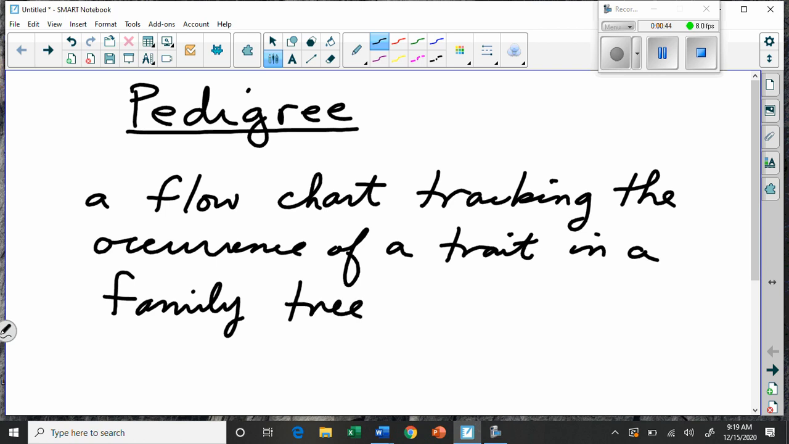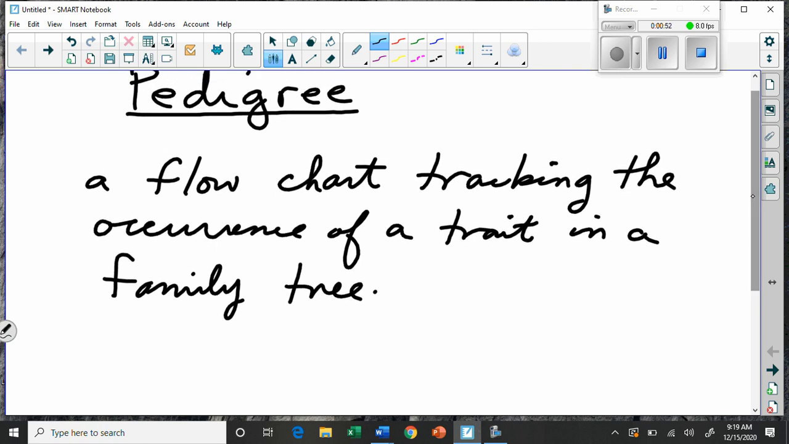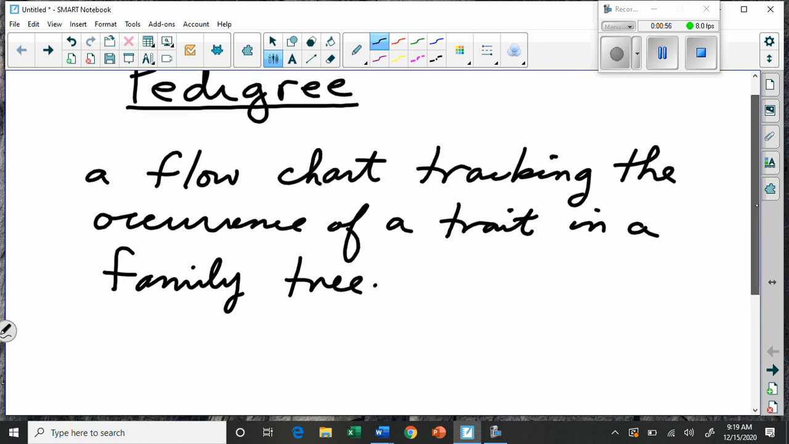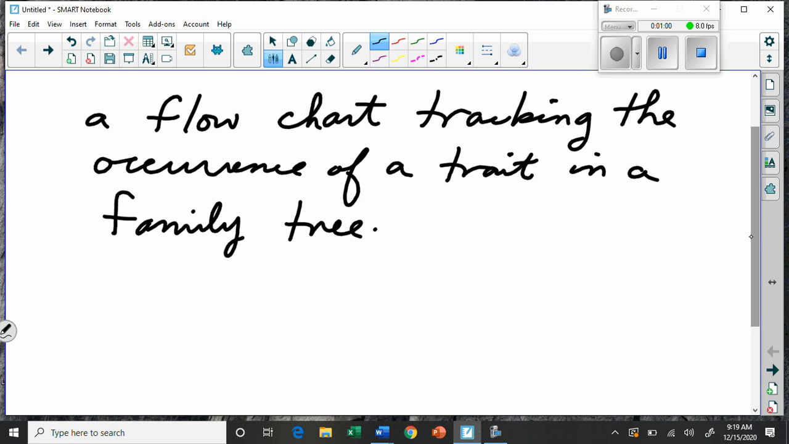Very similar. But we have some specific symbols that we use to describe things. So first I'm going to go through the different symbols that we have for drawing a pedigree, okay? And then we'll draw a couple examples and just kind of look at them. So here are the symbols.